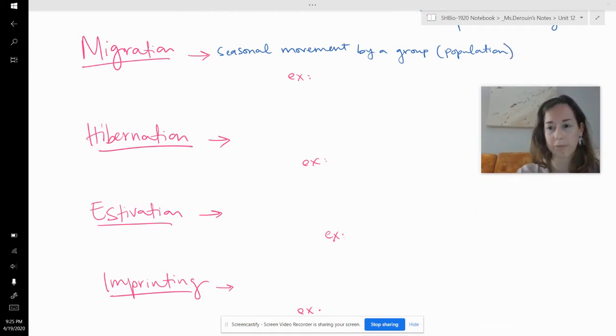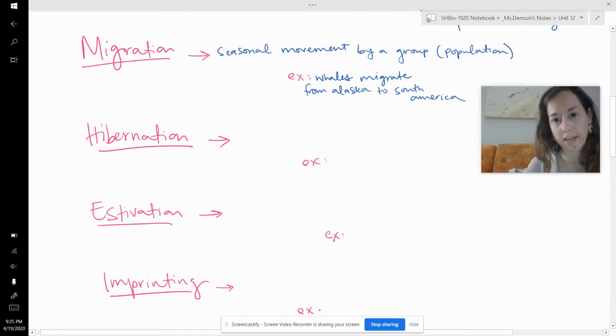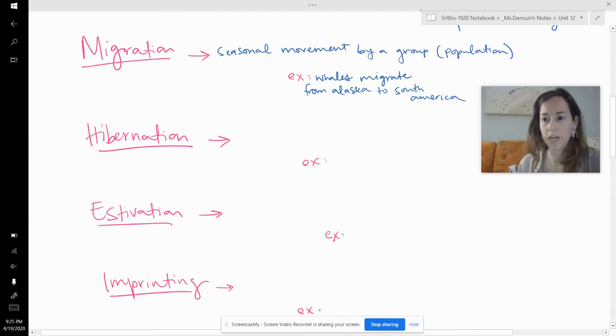There's tons of examples of migration, and a lot of them are really cool. One example is blue whales. Whales migrate from Alaska to South America every year for feeding and then for breeding.